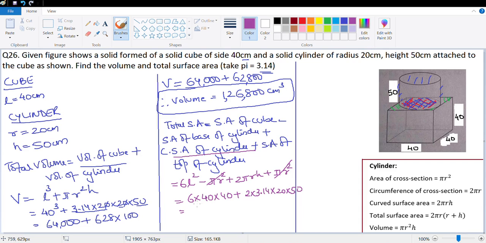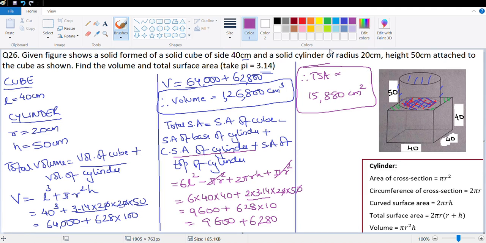That's 4 into 4, 16, 16 into 6, that's 9600, plus that's 6.28, and if I remove these 2 zeros, then this becomes 314, so this is 628. So I have taken care of these 2 elements, and I have also taken off these 2 zeros multiplied with 10. So this is 9600 plus 6280. Therefore, total surface area is equal to 15,880 centimeter square. So that's the final answer. Total surface area is equal to 15,880.